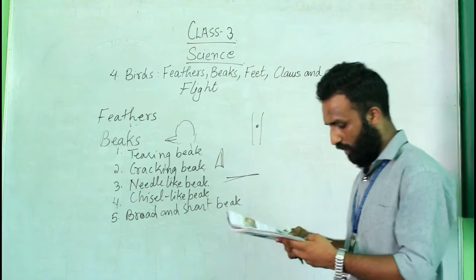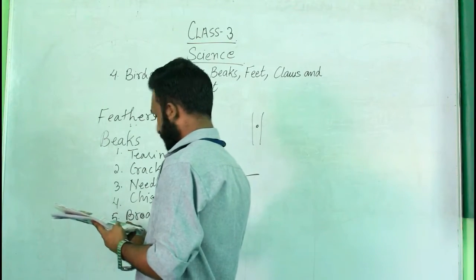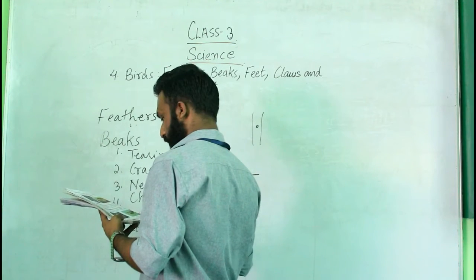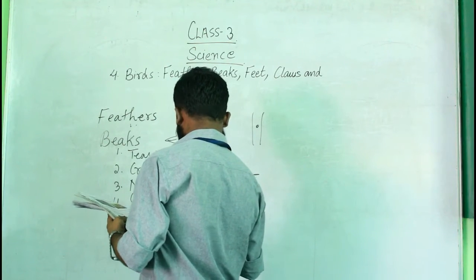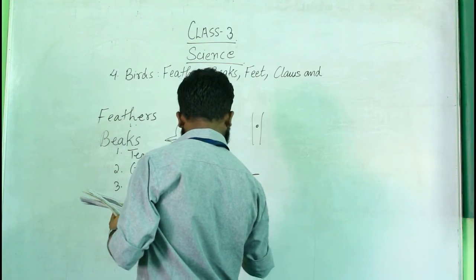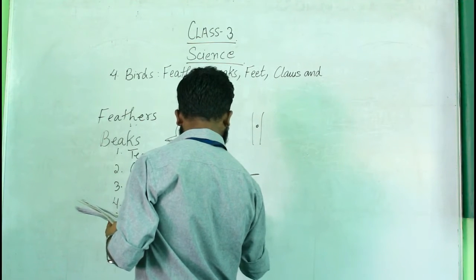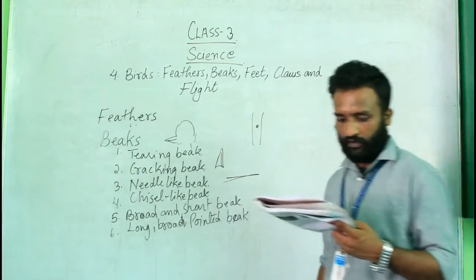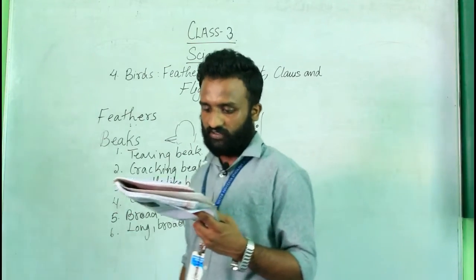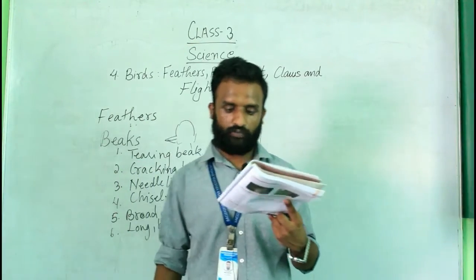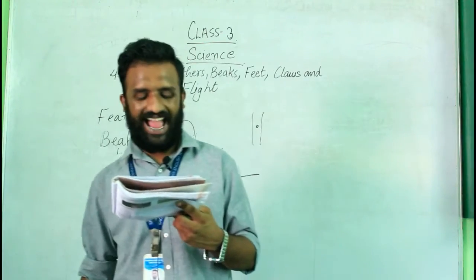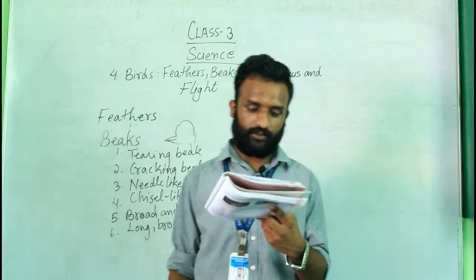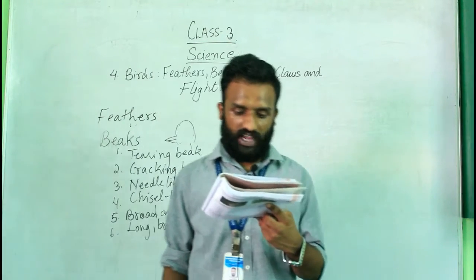The next one, number 6, is the long, broad, pointed beak. Herons and egrets find their long, broad, pointed beaks useful when hunting fish and frogs and other small animals that live in and around water. These beaks help them to either grab or stab their meal.